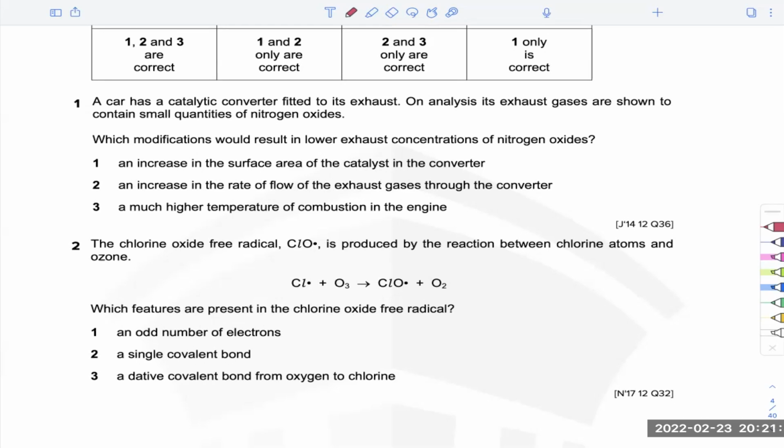A car has a catalytic converter fitted to its exhaust. On analysis, it has a lower exhaust concentration of nitrogen oxide. An increase in the surface area of the catalyst? Sure, if the catalyst has greater surface area, there's more adsorption. With more adsorption, it's able to reduce the risk of these leaking out. So this is true.